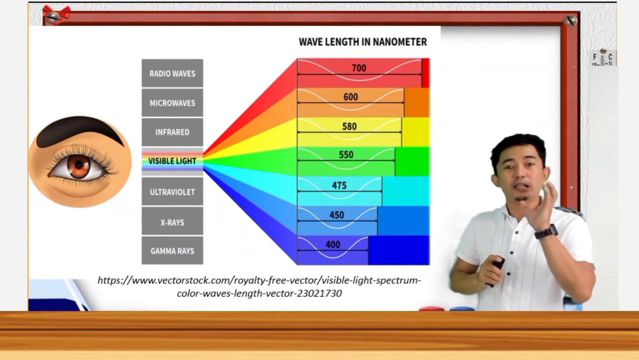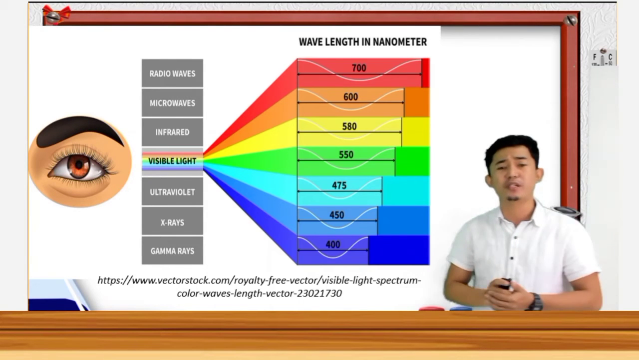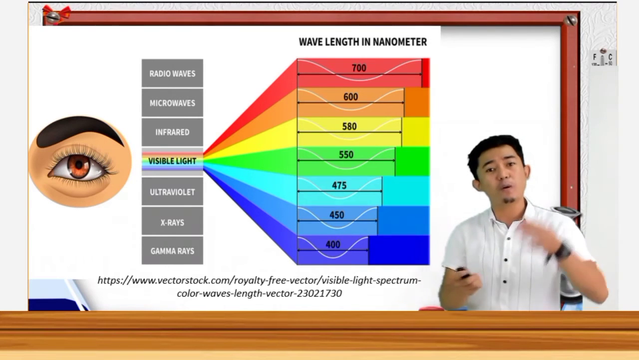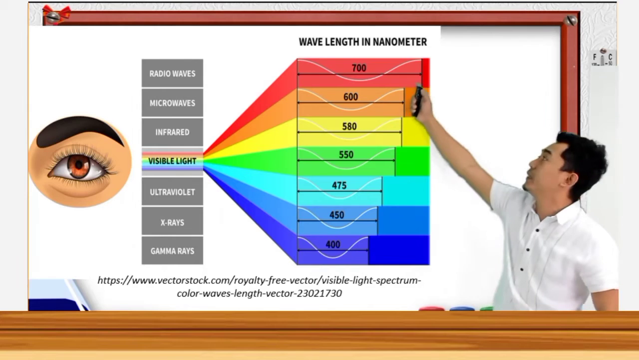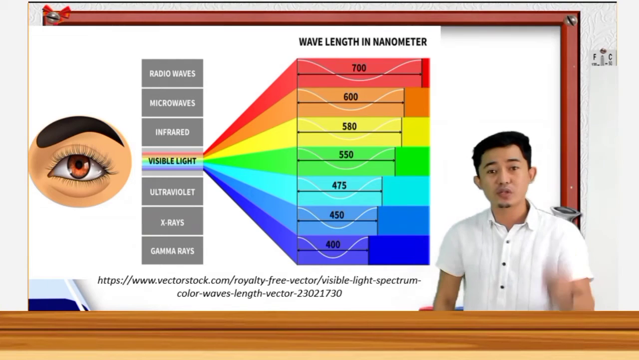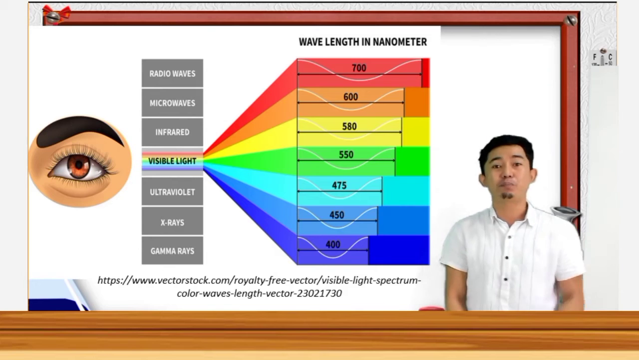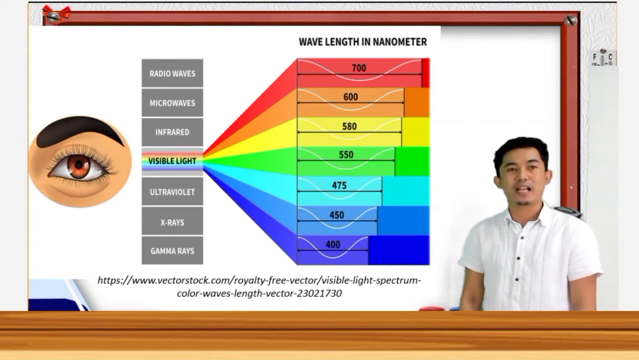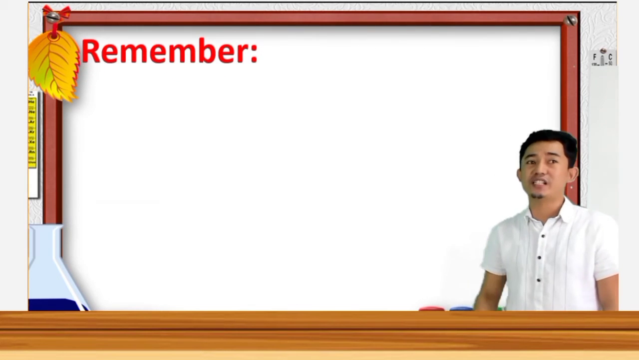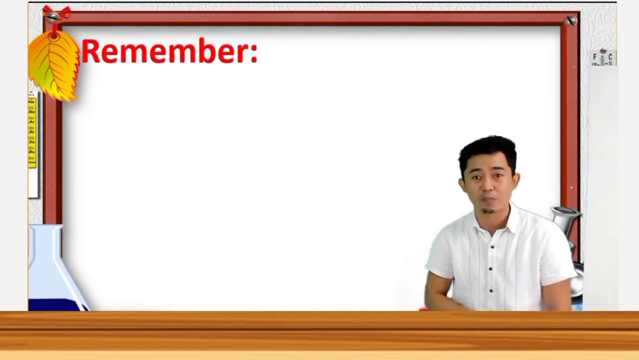Now, the only thing that we can see among the 7 types of electromagnetic waves is none other than visible light. Another fact is this: when we combine all the colors from red up to violet, we can produce what we call white light. White light, puti in Tagalog. Now, we need to focus on this thing. Remember this, class, with regard to the topic of colors of light.